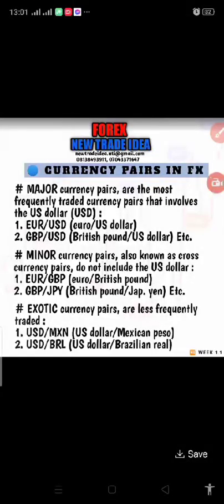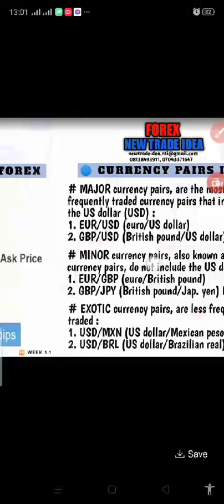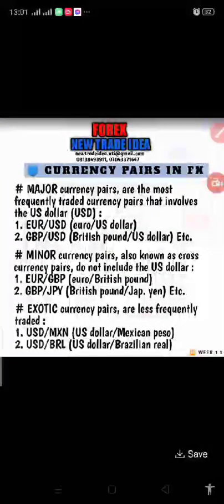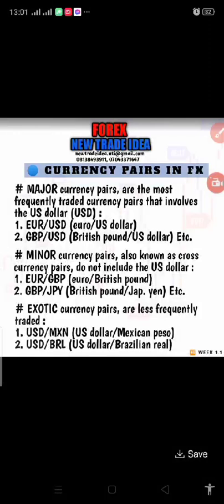Okay, now let's go to currency pairs in FX, which I was trying to explain. We have the major currency pairs. The major currency pairs are the most frequently traded currency pairs that involve the US dollars.